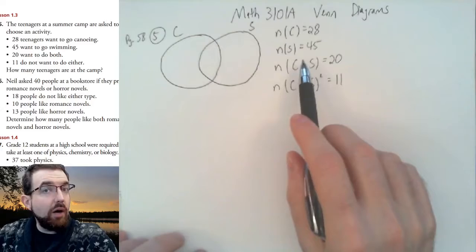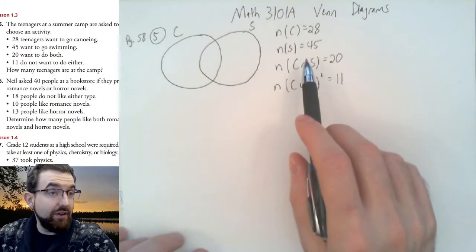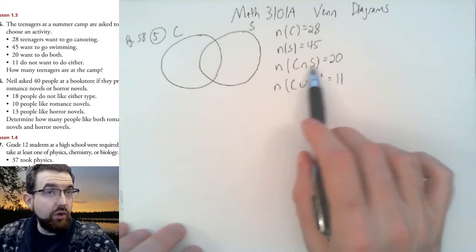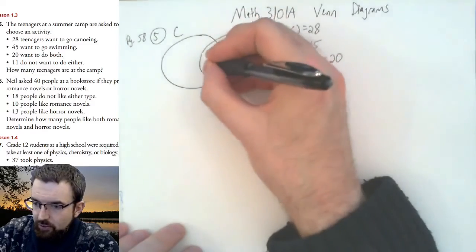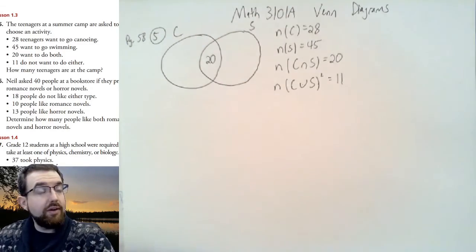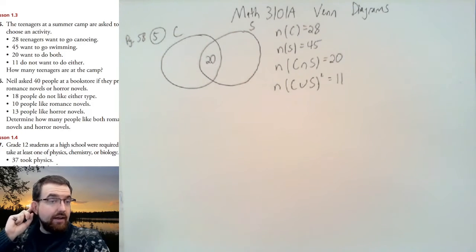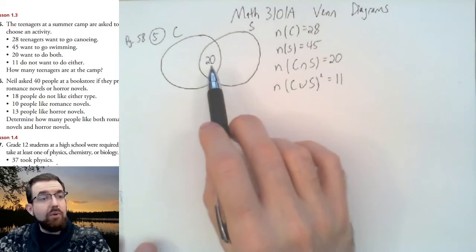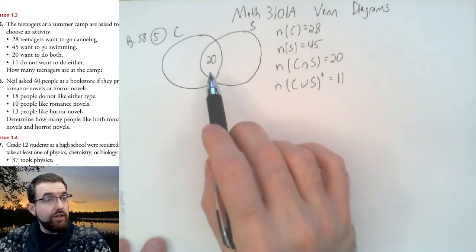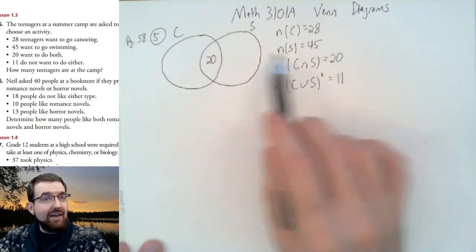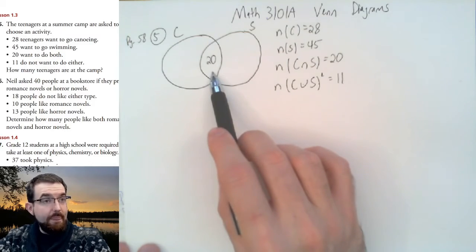So the number, we always start in the middle whenever we're filling these ones out, right? So the number of canoeing and swimming is going to be 20. So we know that here in the middle, we're going to put in our 20. And Kelly, I know I'm not answering the exact question that you asked me, but this part here is really important in answering a question like the one that you asked, right? Is that we have to start with the middle first.